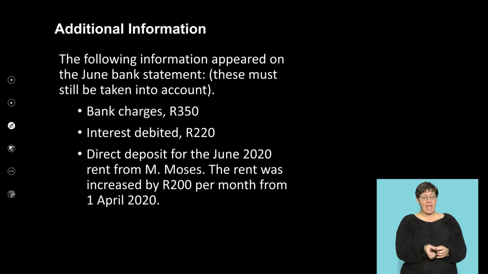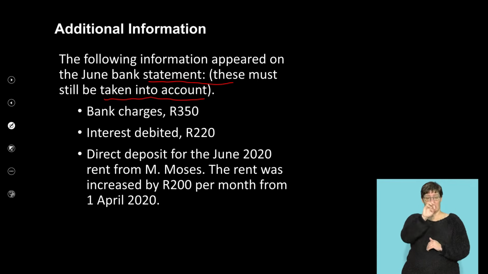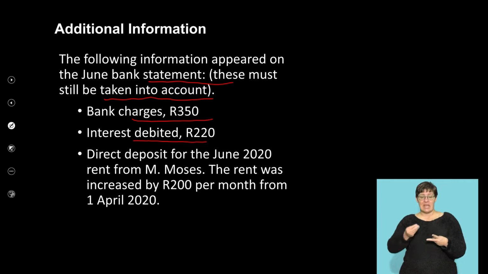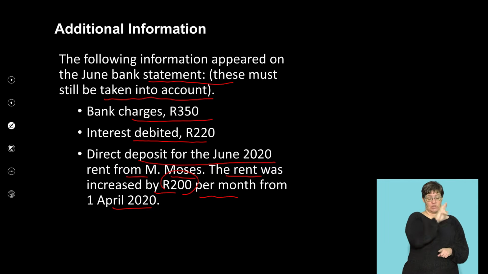The following information appeared in the June bank statement. These must still be taken into account. There's bank charges of 350, interest is debited of 220. There's a direct deposit for the June 2020 rent from M. Moses. The rent was increased by 200 Rand per month from the 1st of April 2020.